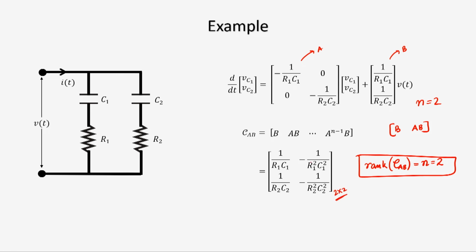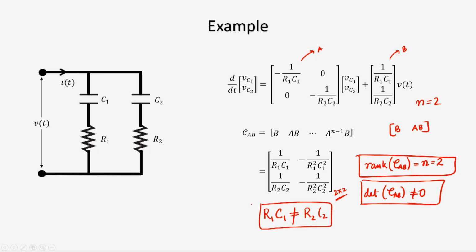So when will the rank of this matrix be 2? If the determinant of CAB is not equal to 0, then only the rank of this matrix would be 2. The determinant of this will be not 0 only when R1 C1 is not equal to R2 C2. If R1 C1 is equal to R2 C2, you will see that the rank of this matrix will be less than 2, and in that case we will say that the system is not controllable.